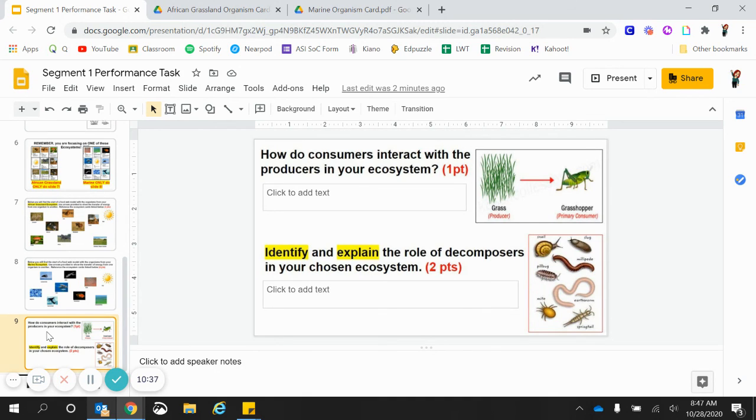For our next segment, I'm telling you guys right now, you're not going to have a big unit test. You're going to have performance tasks. So make sure you're asking questions and you're truly answering the questions when they're given to you.